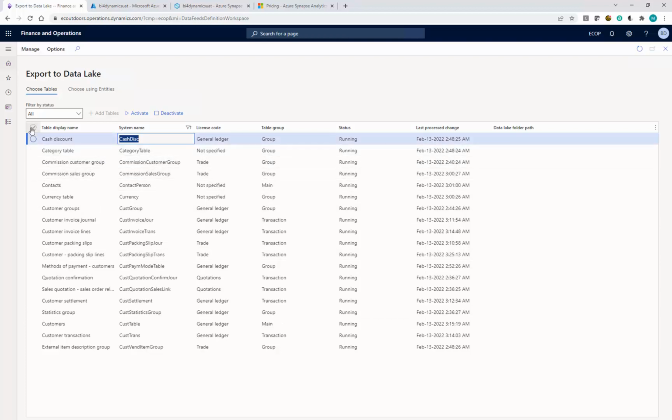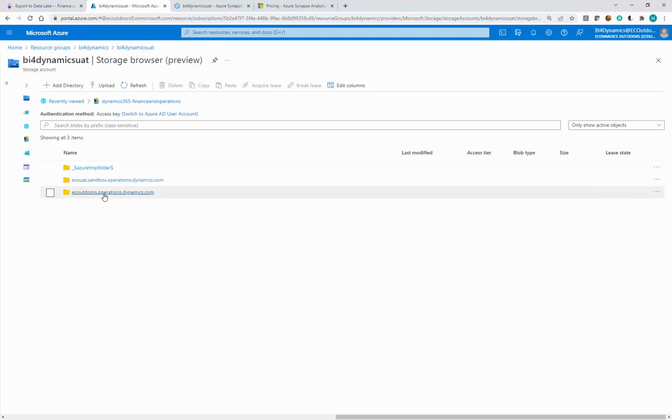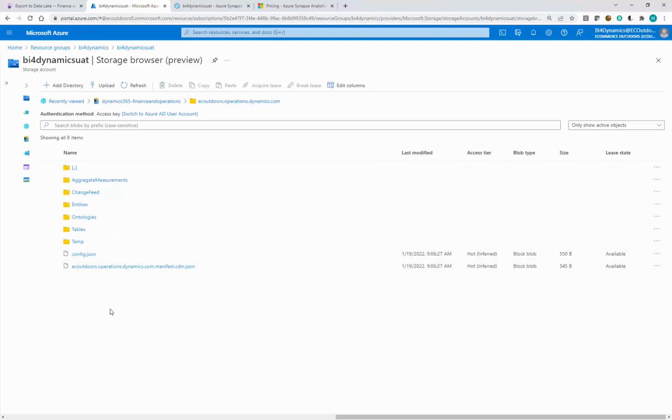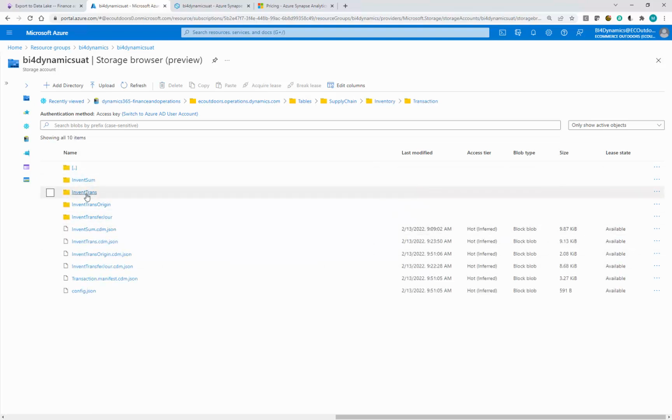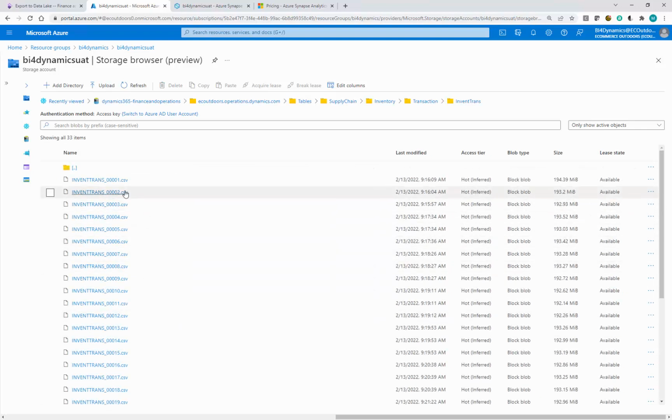If this were our first time, we would select the table and activate it in order to start initializing and running this process. The tables are landing in the storage account, which in our case is in production, and the structure is the same for every project. So if we look into the transactional tables in inventory, this is where we are going to find InventSum, InventTrans, and InventTransOrigin. The tables are in CSV format, 200 megabytes in size. They're also smaller, and they have been updated with a timestamp as we see here.